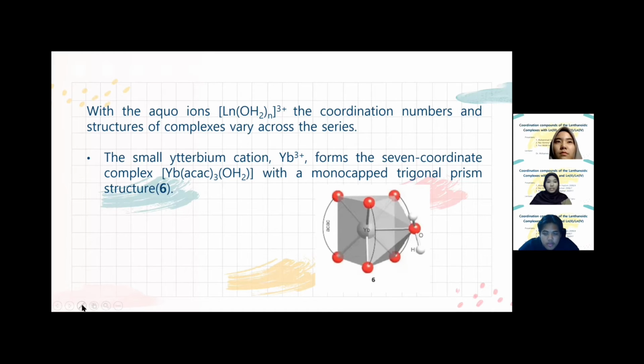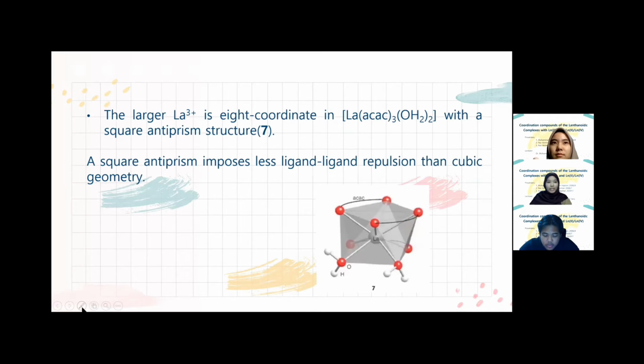The small ytterbium cation Yb3+ forms the 7-coordinate complex Yb(acetone)3(OH2)4 with a monocapped trigonal prism structure 6, shown in the slide. And the larger La3+ is 8-coordinate in La(acetone)3(OH2)2 with a square antiprism structure 7, shown in the slide. Therefore, a square antiprism imposes less ligand repulsion than cubic geometry.